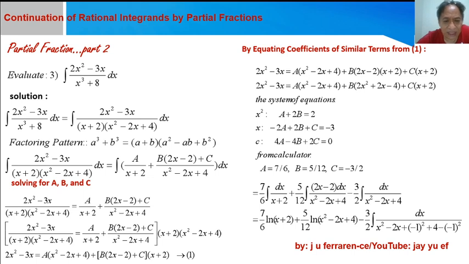So, 7 over 6 for your A, so 7 over 6, integral of dx over x plus 2. Then 5 over 12 for your B. So, 5 over 12 for your B, put that before the integral sign. So, you separate this into two terms.